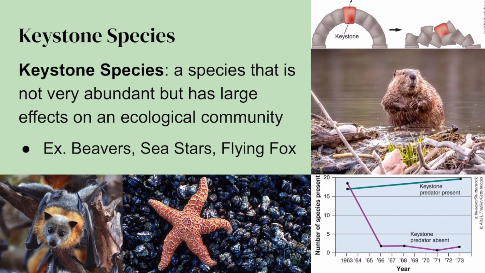Let's shift slightly away from ecological succession and think about two other species that have a huge impact on species diversity. The first of those is called a keystone species, which is a species that is not very abundant, but has large effects on an ecological community. So there's a few examples I'm going to go through.